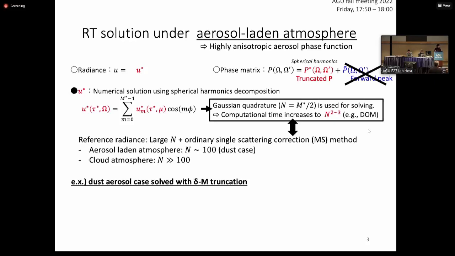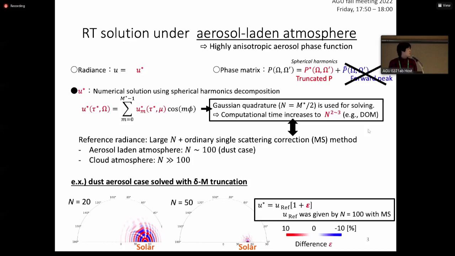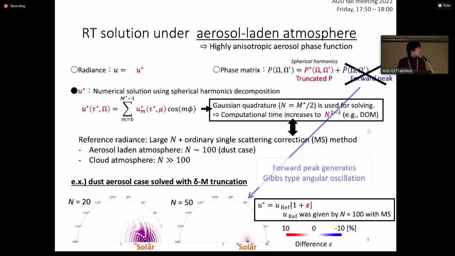So, for example, in the aerosol radiated atmospheres, especially that case, we need 100 Fourier decomposition orders, rather than the cloud atmosphere. And this takes 1 hour or sometimes 2 hours, depending on the case. And for example, if we use small numbers, this makes errors in the forward regions. It's caused by the truncation of the Fourier forward peak. So then we need additional treatment for this forward truncation part.